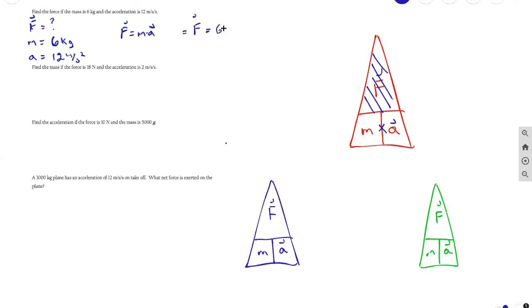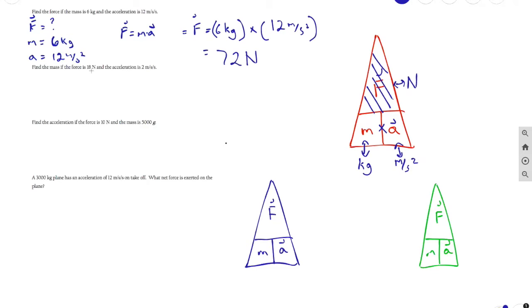6 kilograms times 12 meters per second squared. Six times 12 meters per second squared, that's going to be 72 newtons, okay? So remember, the unit for force is newtons, the unit for mass is kilograms, and the unit for acceleration is meters per second squared.